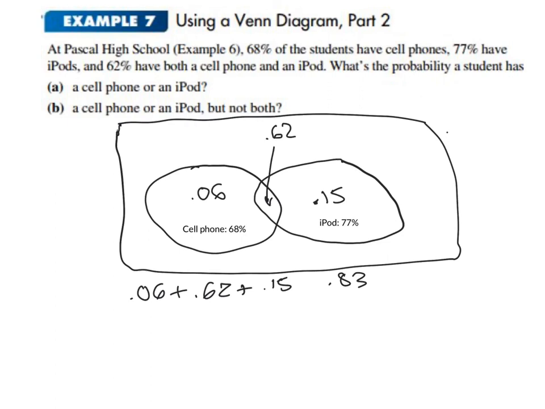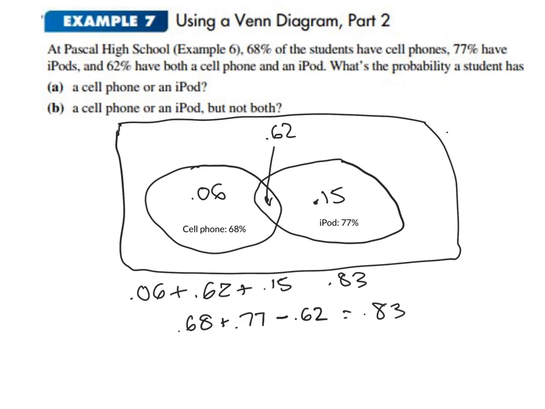Or I could have done it using my probability of an or statement, which would be the probability that they have a cell phone plus the probability that they have an iPod minus the probability of their intersection. And this would be 0.68 plus 0.77 minus 0.62, or 0.83.